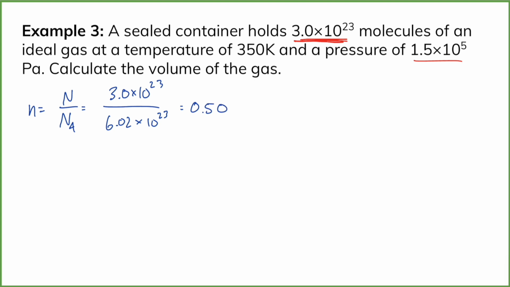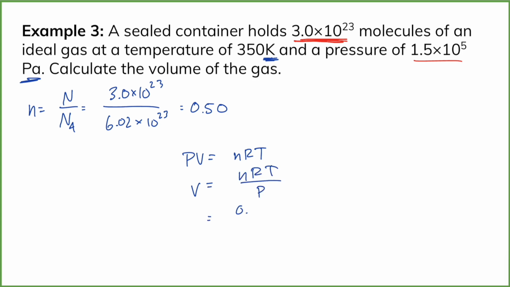Now I can plug all of this in. I know the pressure is in the right unit and the temperature is in Kelvin, which is the correct unit, so I can find the volume. So PV equals nRT. So the volume is going to be nRT over P.